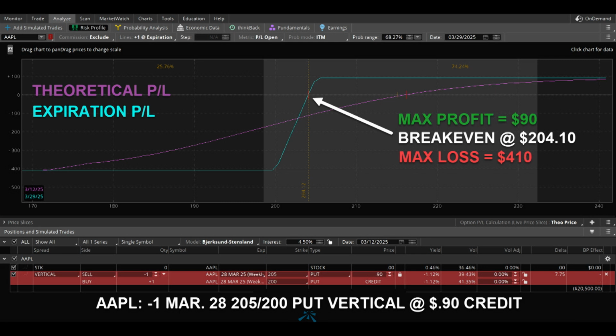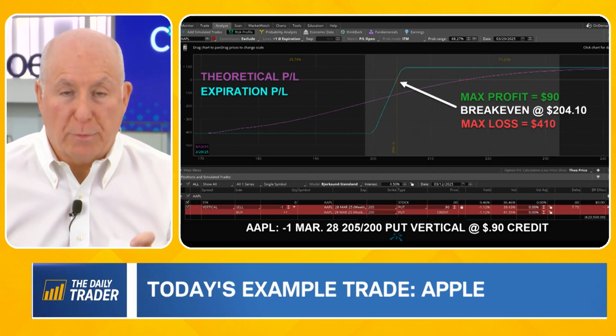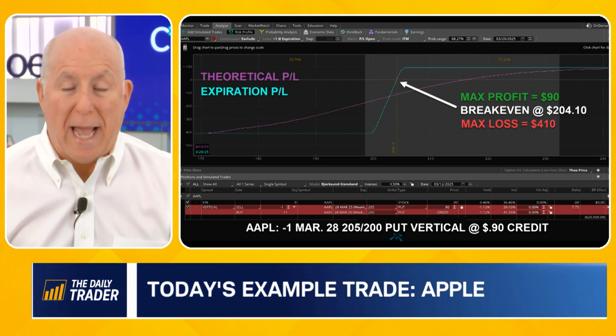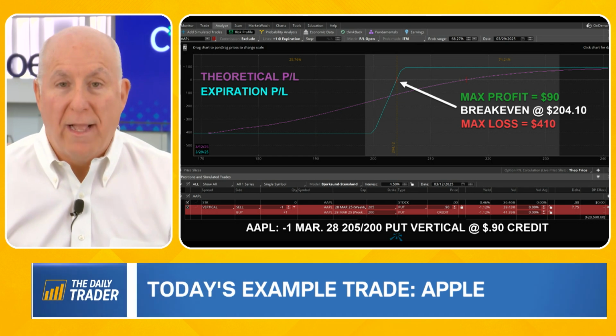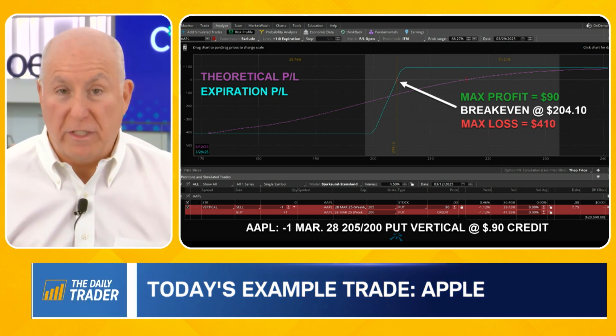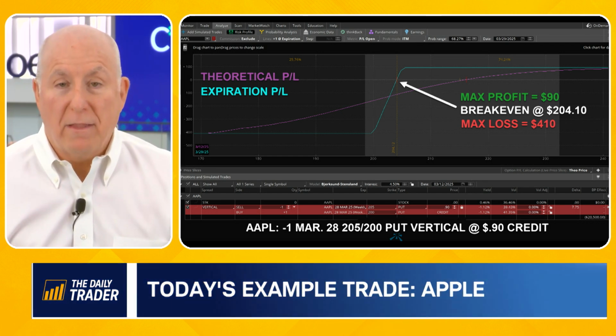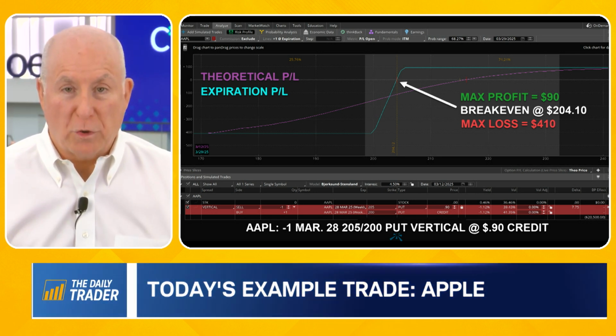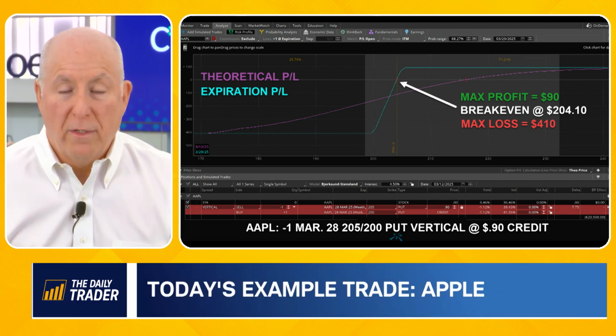One thing we focus on when we look at these is the probability of out of the money. For the 205 put, the probability at expiration that it will be out of the money, 73% chance that it will be out of the money. So that's what we call a high probability trade. Doesn't guarantee you're going to be successful, but the probabilities are in your favor. Remember, the risk on the trade is the width of the strikes, minus whatever credit you take in. In this case, $5 minus 90 cents, $410 risk in Apple.